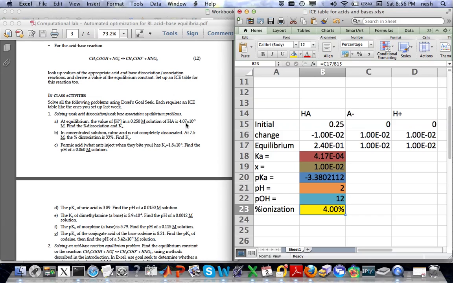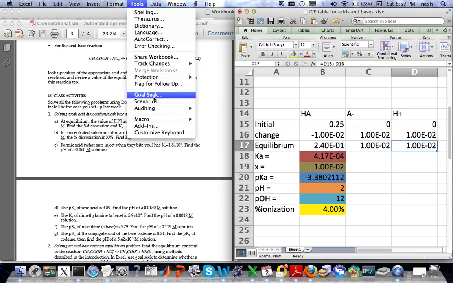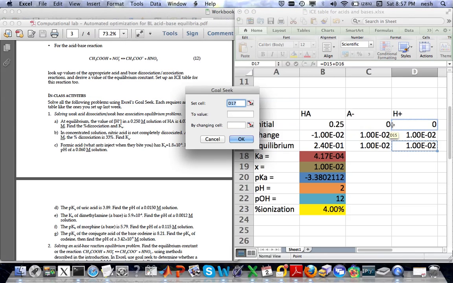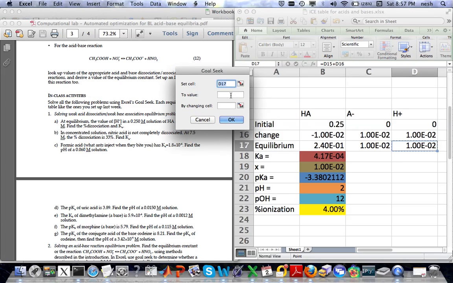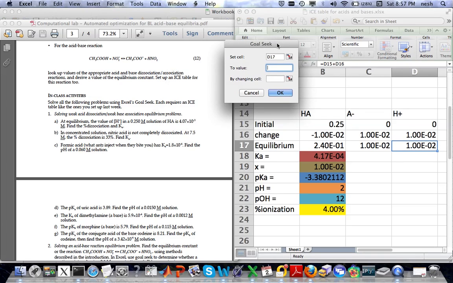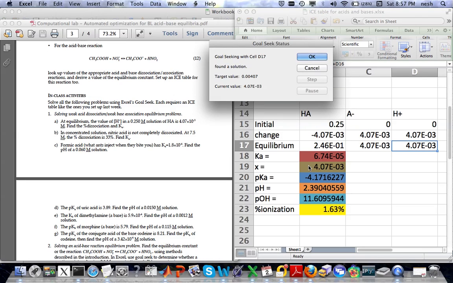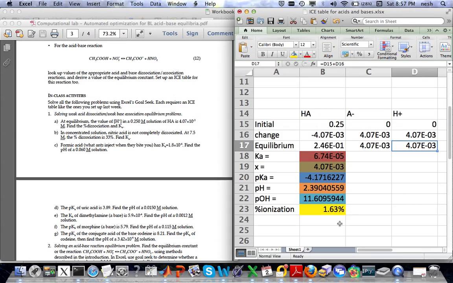Now let's see what else we are told about this problem. We know that H plus at equilibrium is 4.07 times 10 to the minus 3. That's the H plus at equilibrium, so I'll just go to a goal seek. And I'd like to set box D17 to that value, which we just mentioned, 4.07 times 10 to the minus 3. And what are we going to change? Of course, we're going to just change the X box. And it looks like it found a result. Everything looks pretty good to me. And so in the end, the percent ionization for this problem is 1.63. And all the problems in part 1 look a lot like that.